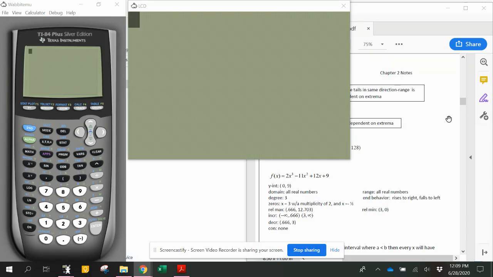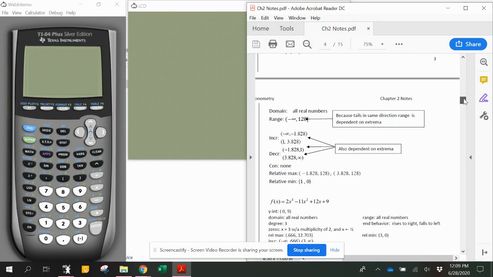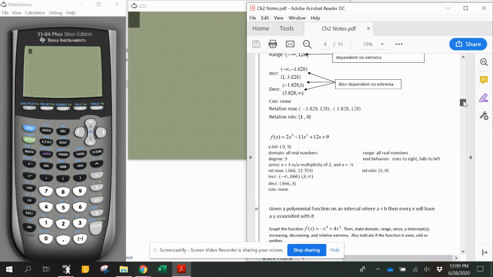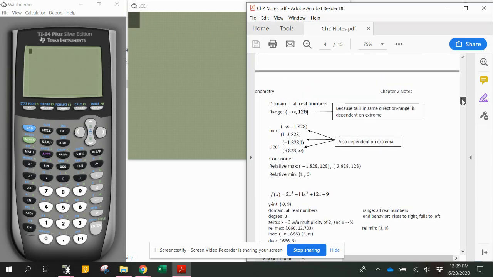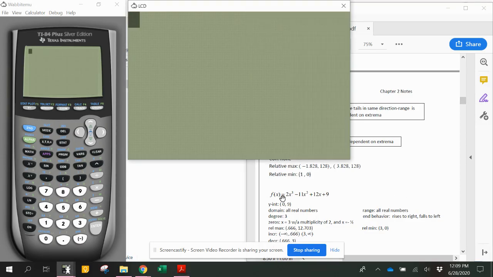So I am on the pre-calc notes, chapter 2, page 3, I think. I don't know, you should be able to find it. Maybe page 4.